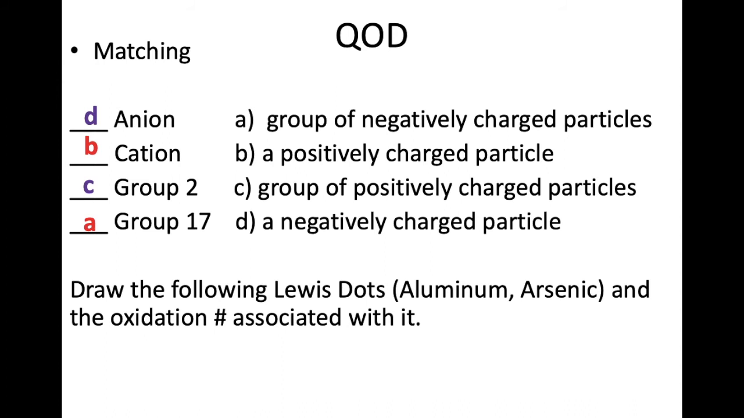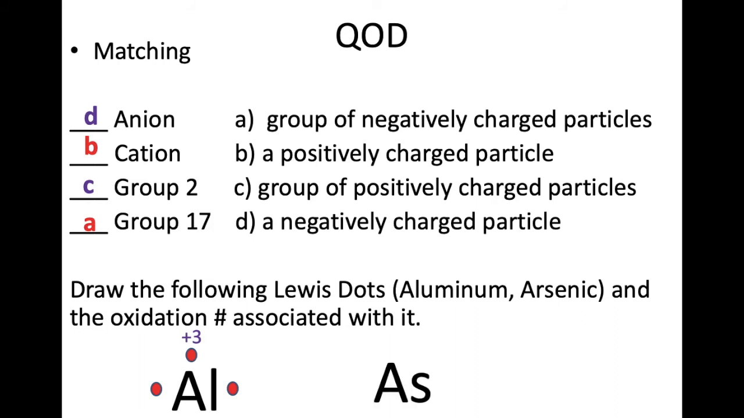Now I asked you to draw the Lewis dot structures for aluminum and arsenic, and I also wanted you to label them with the oxidation numbers associated with each. So for aluminum, you see that there's 3 valence electrons all evenly spread out around the element symbol, and we have an oxidation number of +3.